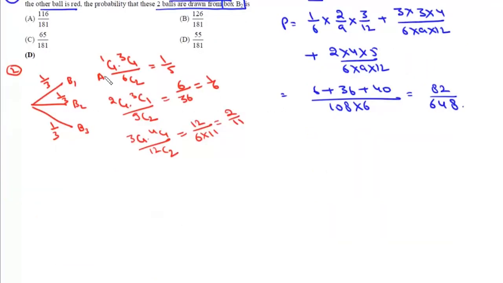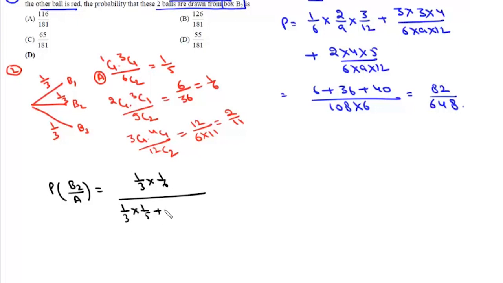Now if this event, say A, has already occurred, we have to find the probability that the ball is drawn from box 2. So we have to find P(B2 given A). So we'll take this case in the numerator. So it will be 1 by 3 into 1 by 6 upon all the cases. So this is 1 by 3 into 1 by 5 plus 1 by 3 into 1 by 6 plus 1 by 3 into 2 by 11.